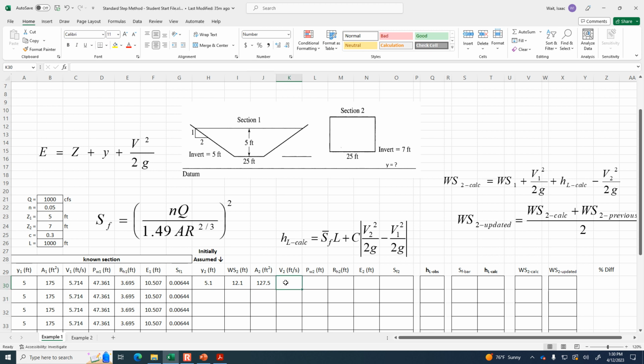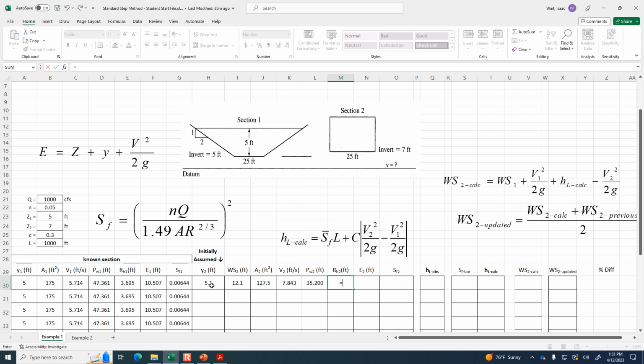Velocity is likewise pretty straightforward. It's just Q divided by A. So equals Q, anchor the reference there, divided by the area. So this is what the velocity would be if the depth is 5.1. Wetted perimeter, again, simple because it's rectangular. It's just going to be the bottom width of 25 plus 2 times the depth for a rectangular channel. So 25 plus the left depth and the right depth. So 2 times whatever the depth is gives us the wetted perimeter.